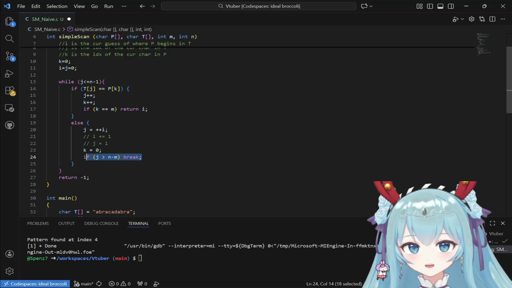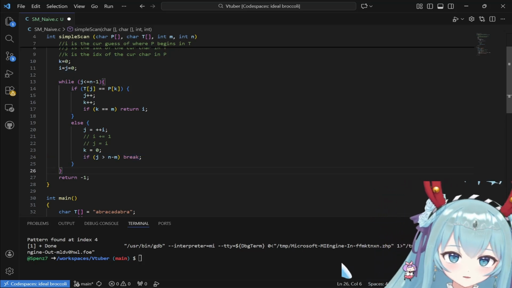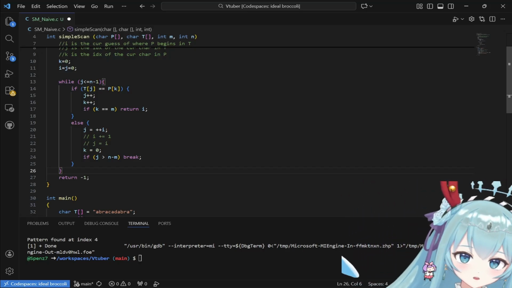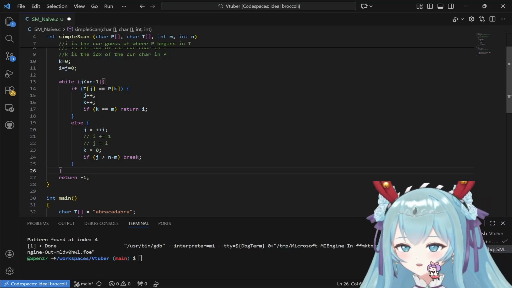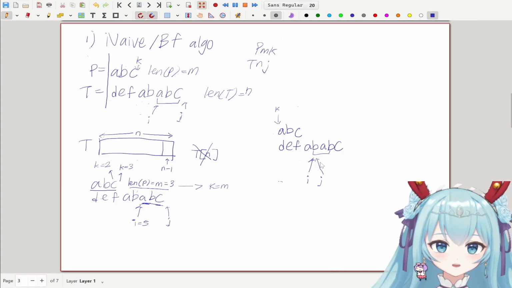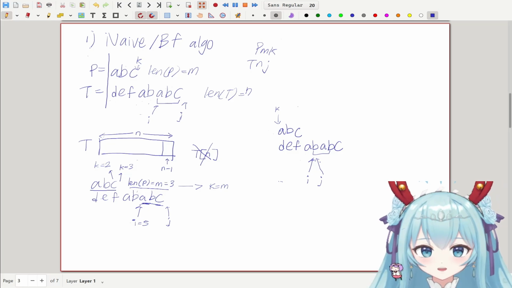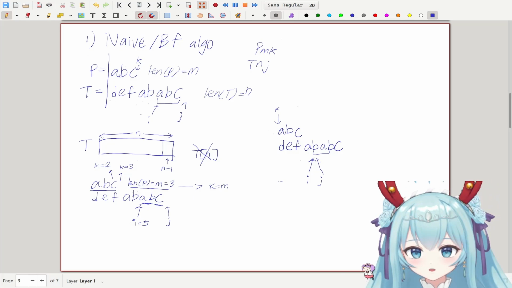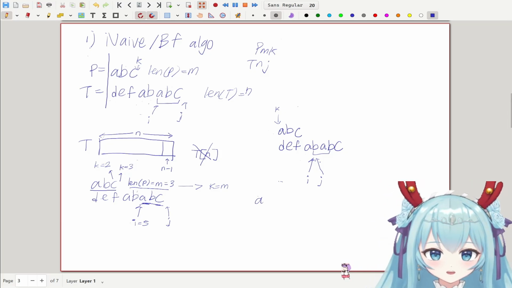Okay, and then now this part. If J is greater than n minus m, we break. So remember how I said that when there are no more valid windows, sorry, not in the sense like there are no more windows left to check. So it's basically, let me see whether I can find it. Okay, let me just rewrite it over here.